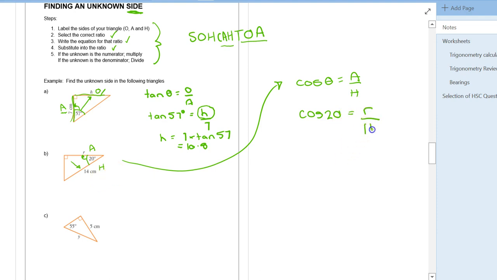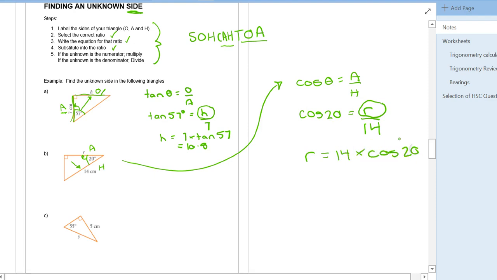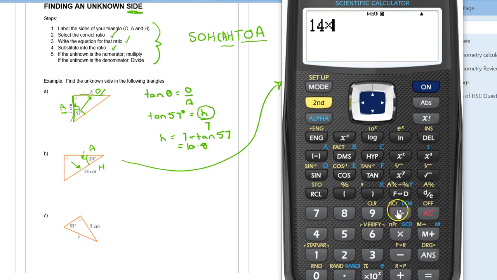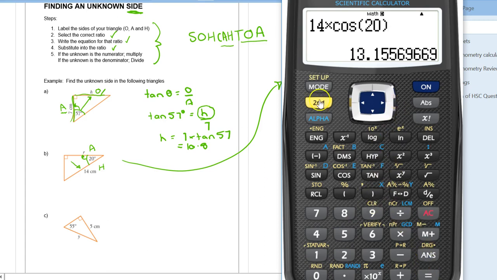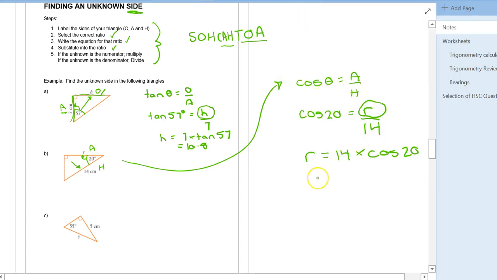Hypotenuse is 14. So again, the unknown's on the top. So I'm going to times. R is 14 times cos 20. And if I put that in my calculator, 14 times cos 20, I get 13.2. So R is 13.2, which makes sense because one's 14, so another could be 13. Okay, let's have a look at C.